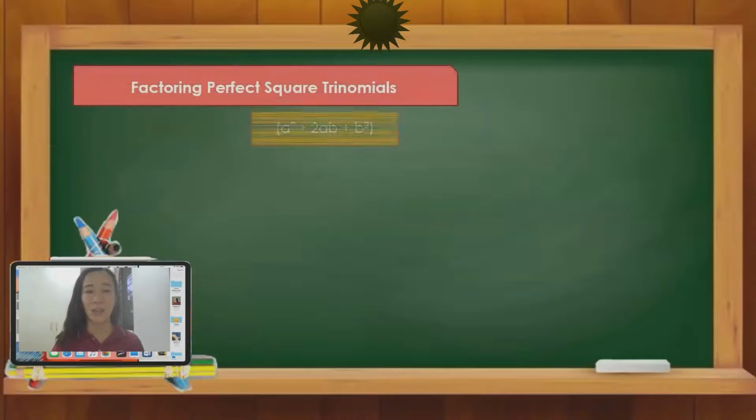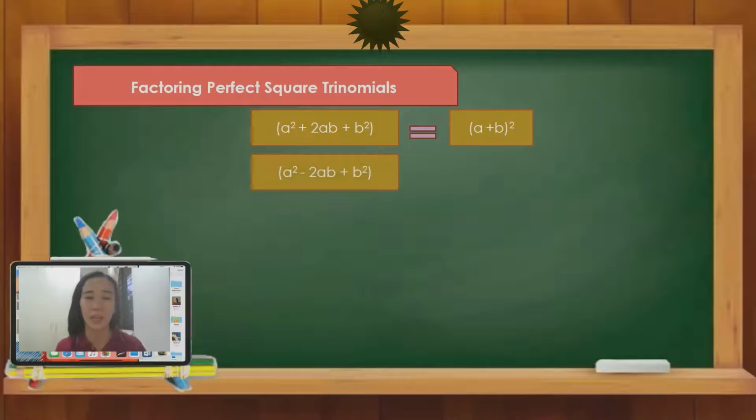Now, can you guess how to factor these perfect square trinomials, which are a squared plus 2ab plus b squared and a squared minus 2ab plus b squared? That is, great job, Guadans! That is (a + b) squared. How about the other one, a squared minus 2ab plus b squared? How can we factor this? That is fantastic, Guadans! That is (a - b) squared.